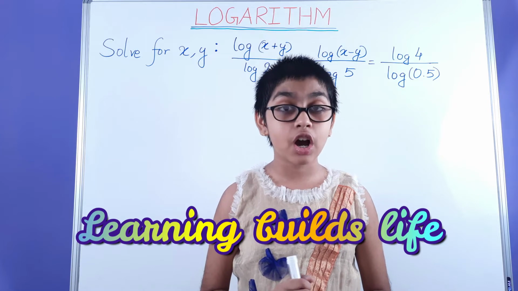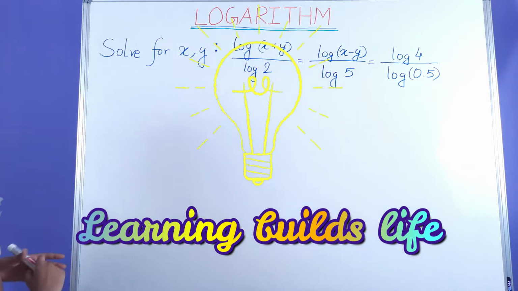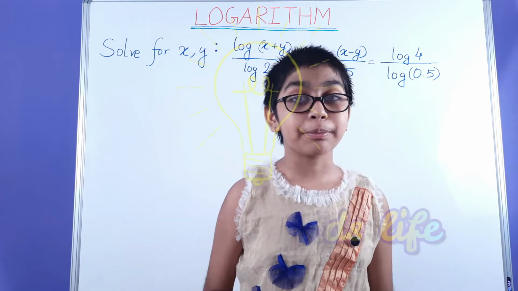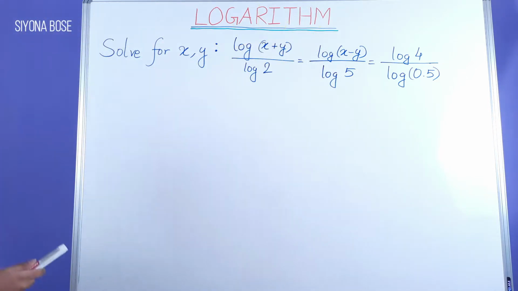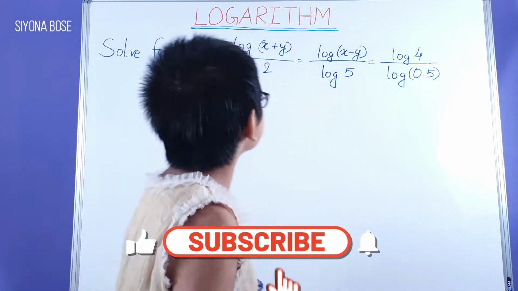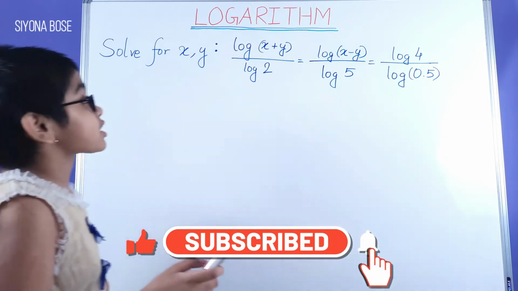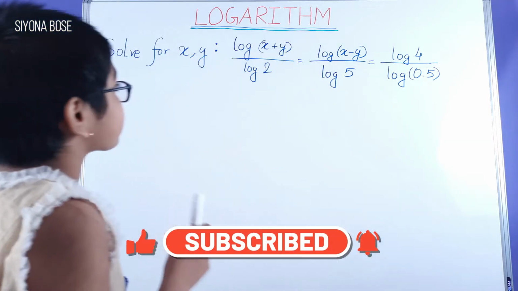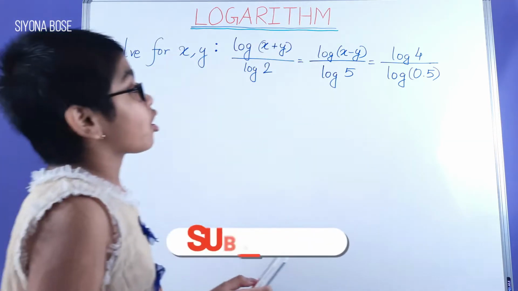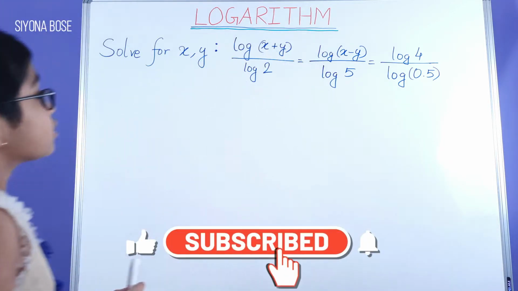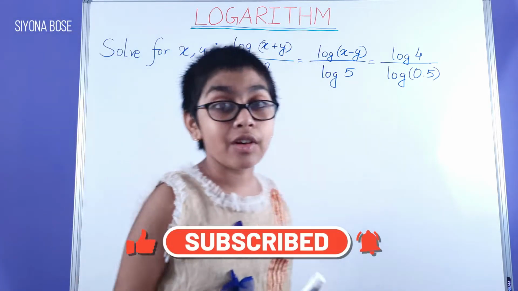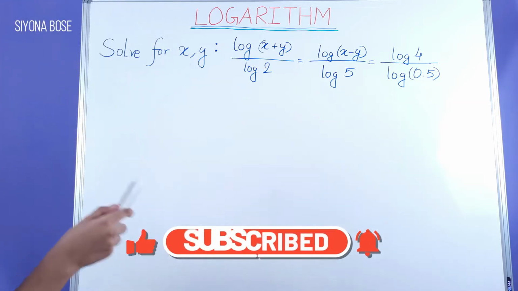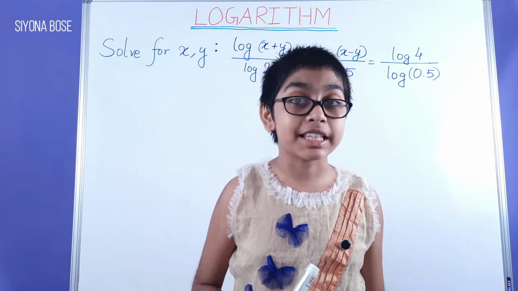Today we are going to talk about logarithms. Let's take a look at today's sum. Solve for x and y. Log of (x plus y) by log of 2 equal to log of (x minus y) by log of 5 equal to log of 4 by log of 0.5. Let's do this.